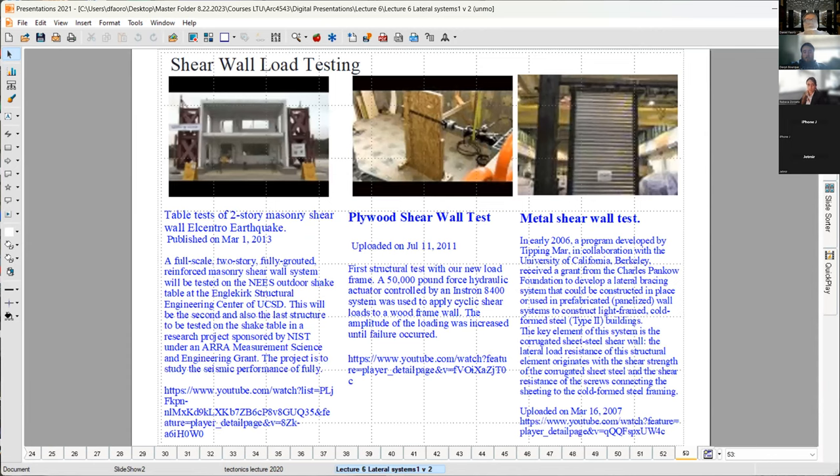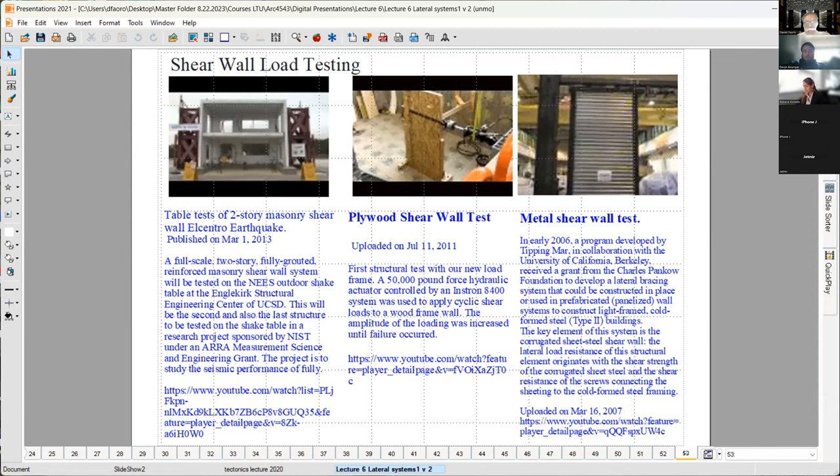Well, I'm going to jump over to the internet real quick, and I'll show you three sample walls that are going through test demonstrations to evaluate their shear effectiveness. First one on the left is a masonry shear wall. El Centro earthquake simulation was the magnitude.